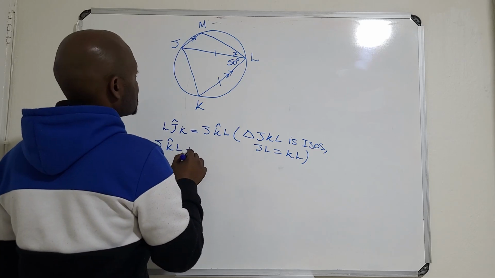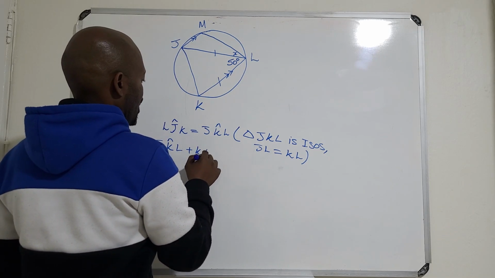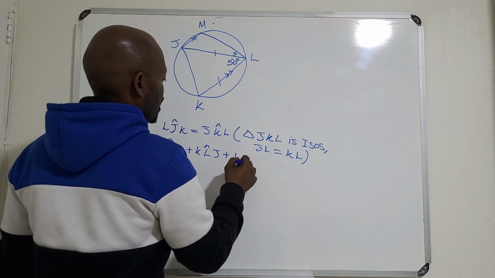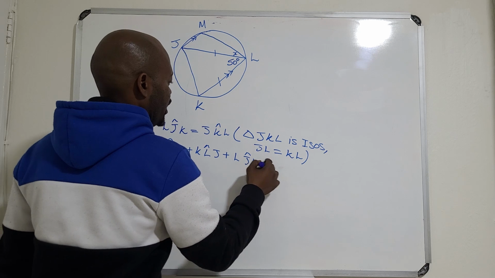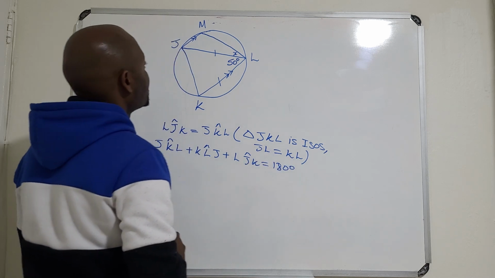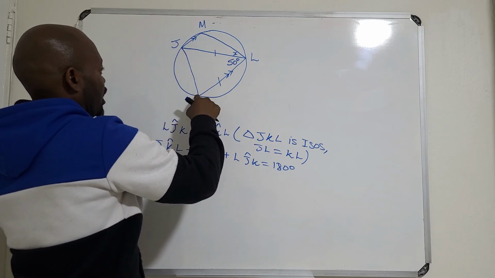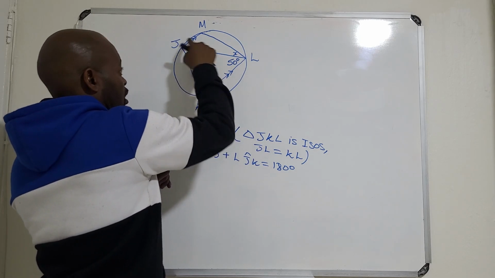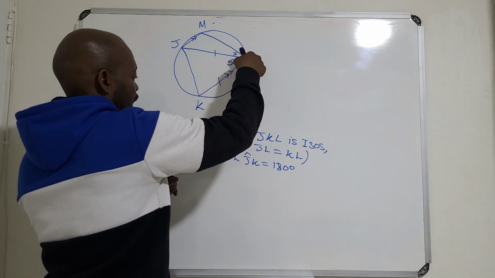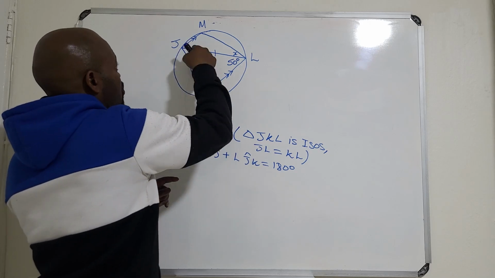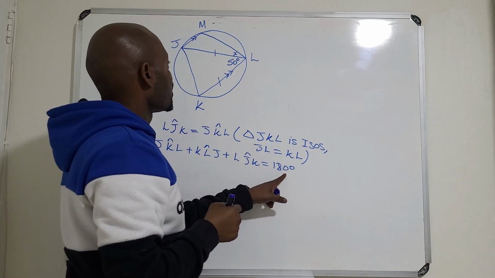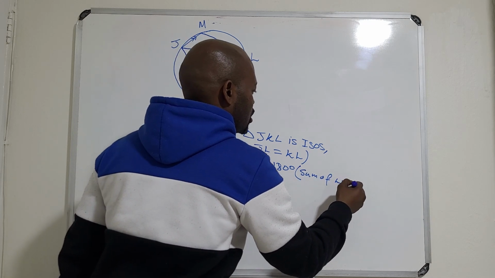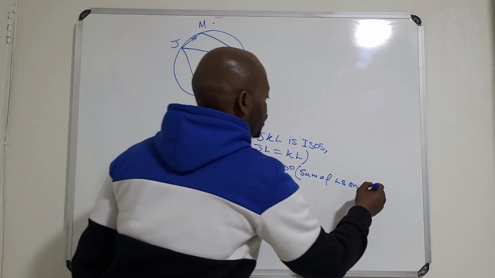Now, we know that angle JKL plus angle KLJ plus angle LJK is equal to 180 degrees. This means that this angle plus this angle plus this angle equals 180 degrees. Reason: sum of angles in triangle JKL.